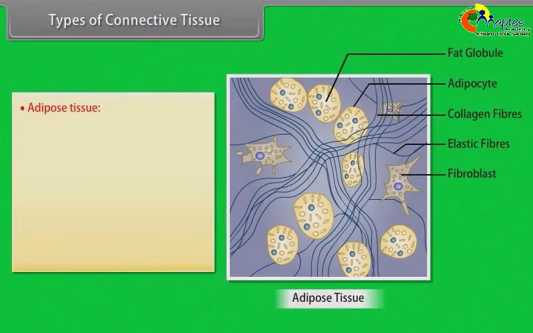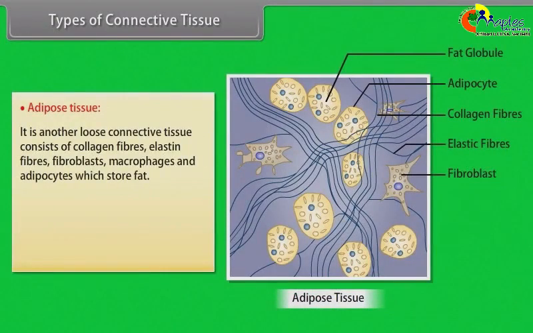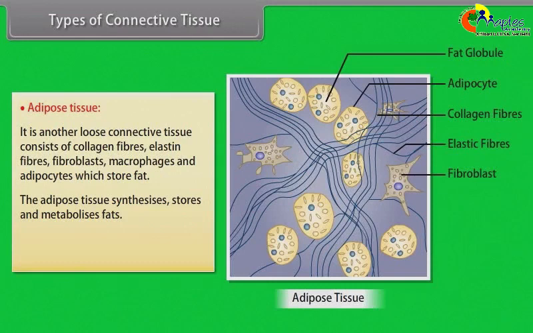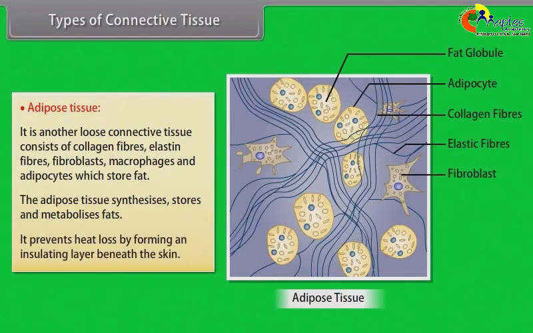Adipose tissue is another loose connective tissue. It consists of collagen fibers, elastin fibers, fibroblasts, macrophages, and adipocytes, which store fat. The adipose tissue synthesizes, stores, and metabolizes fats. It prevents heat loss by forming an insulating layer beneath the skin.